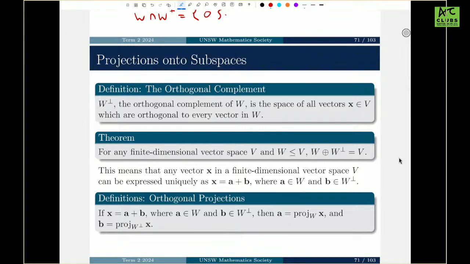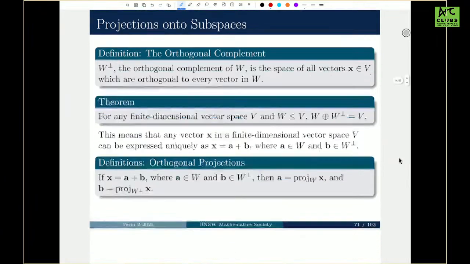Now we can sort of begin to formalize this. So if X can be expressed as the sum of A and B, where A is something in W and B is something in the orthogonal complement, then A is what you get when you project X onto W, and B is what you get when you project X onto W complement. And that makes sense because you're just taking the component of X in W, and you're taking the component of X in the orthogonal complement. And that's what we're saying A and B is. So you can decompose it like that, which is really nice.